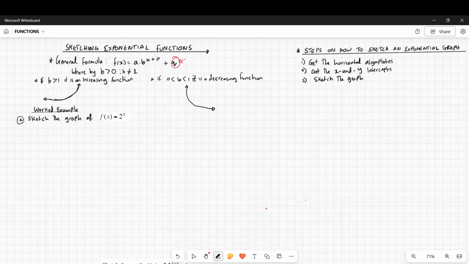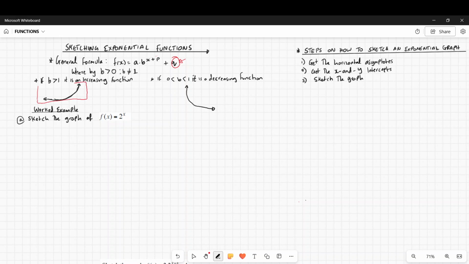Now a is the coefficient. So a can either be positive or negative. Now b is actually what affects the graph, whereby b should always be greater than what? 0. Now b cannot be equal to 1. That's the restriction. So if b is greater than 1, it's an increasing function, so the shape of the graph will look like this.